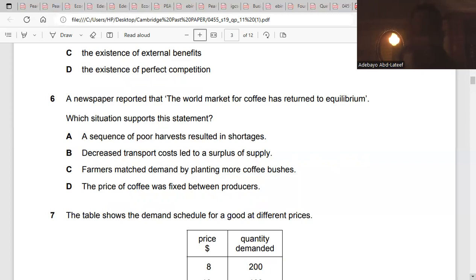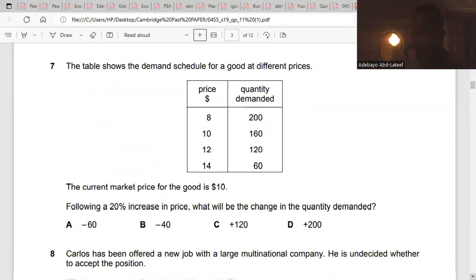A sequence of poor harvests resulted in shortage. If there's shortage, there's no equilibrium. Decreased transport costs led to a surplus of supplies. Surplus is not equilibrium. Farmers match demand by planting more coffee bushes. That's the answer C. It means that farmers match demand by planting more coffee. Planting more coffee means supply of coffee equals the demand of customers. So the answer is C. Is it clear?